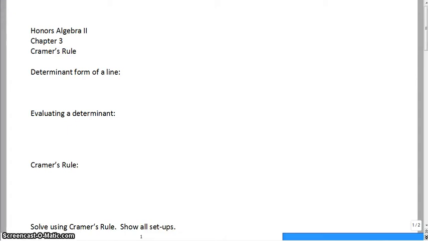All right, here we go. We're going to talk about how to solve a system using Cramer's rule, also known as using determinants.